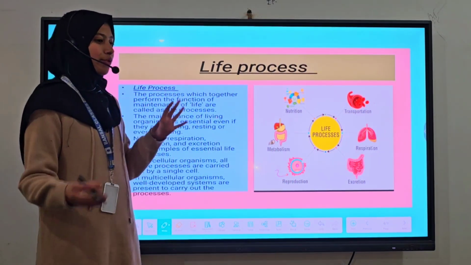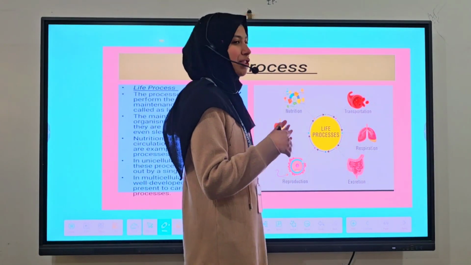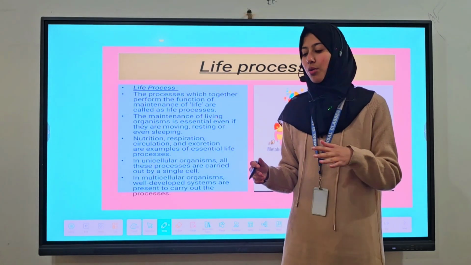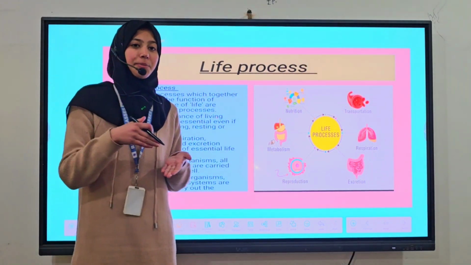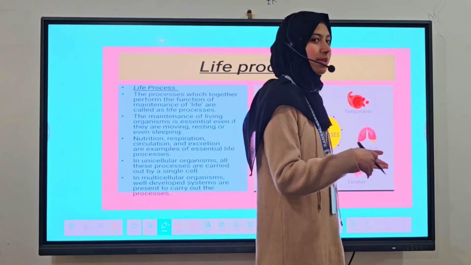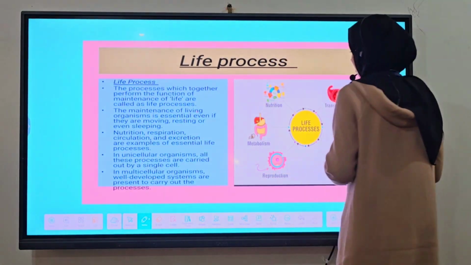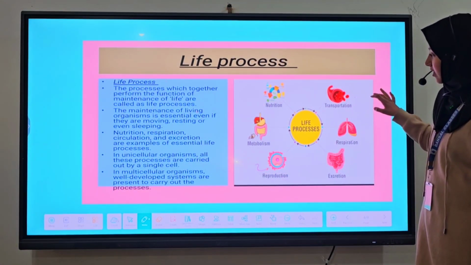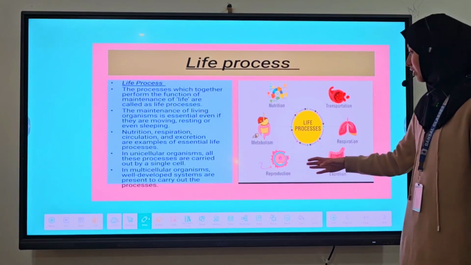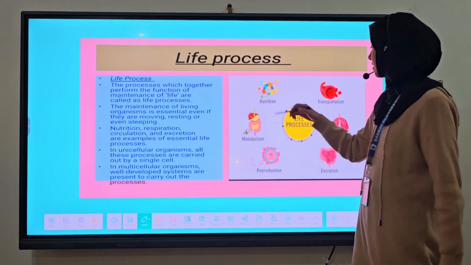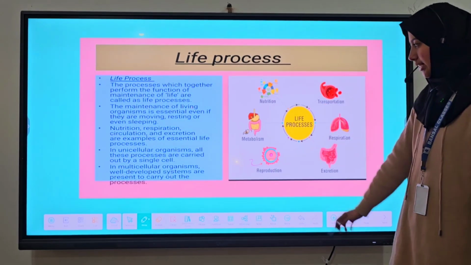Life processes are those which always keep running inside our body, even if we are sleeping or doing nothing, just sitting idle, and we still breathe. So that's one of the processes which keeps us going for life. We have different life processes, like nutrition, transportation, respiration, excretion, reproduction, and metabolism, and among these we'll be discussing nutrition in detail.